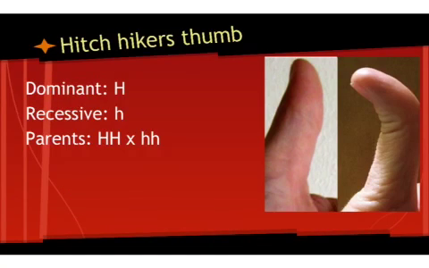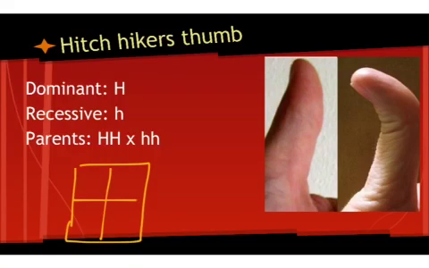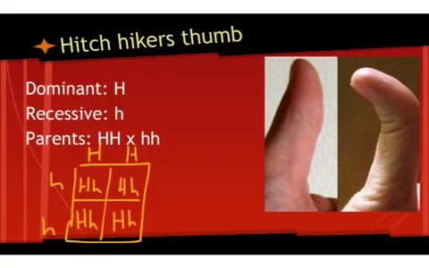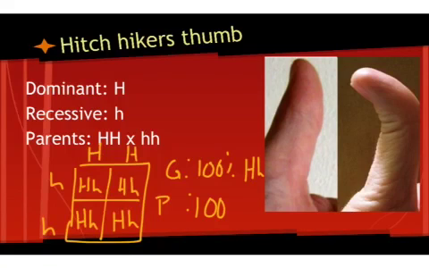Let's practice hitchhiker's thumb. Same kind of Punnett square. We've got a homozygous dominant with a homozygous recessive. Again, down and over. Same genotypic ratio, 100% heterozygote. Phenotypic ratio would be 100% hitchhiker's thumb.